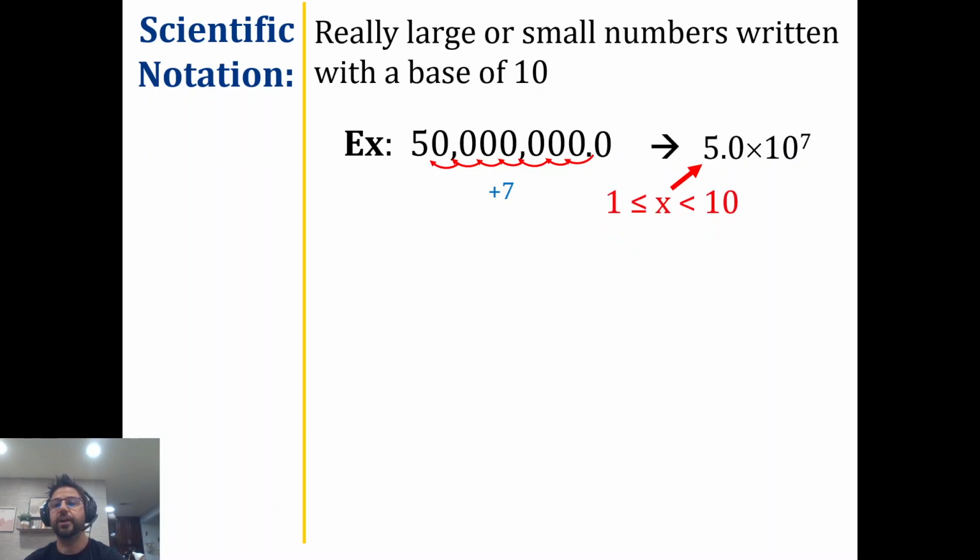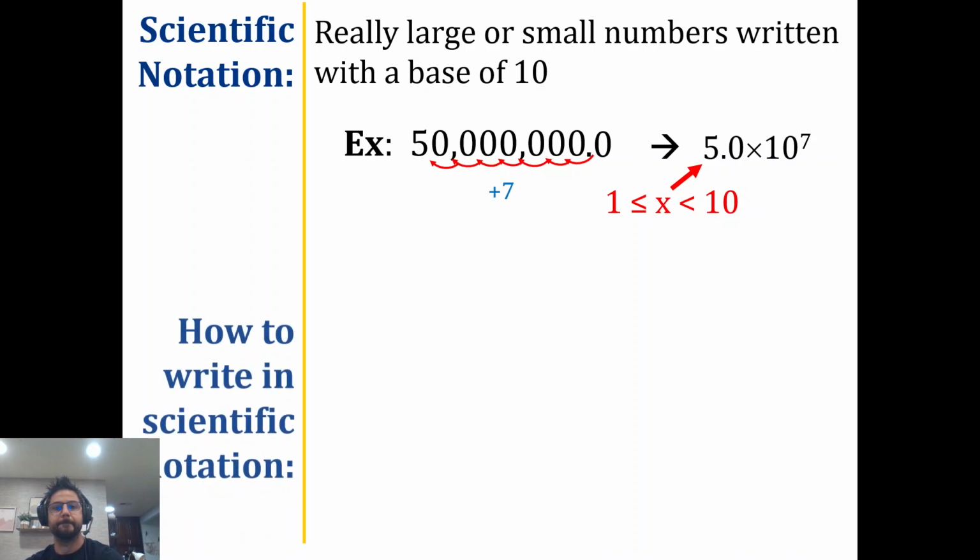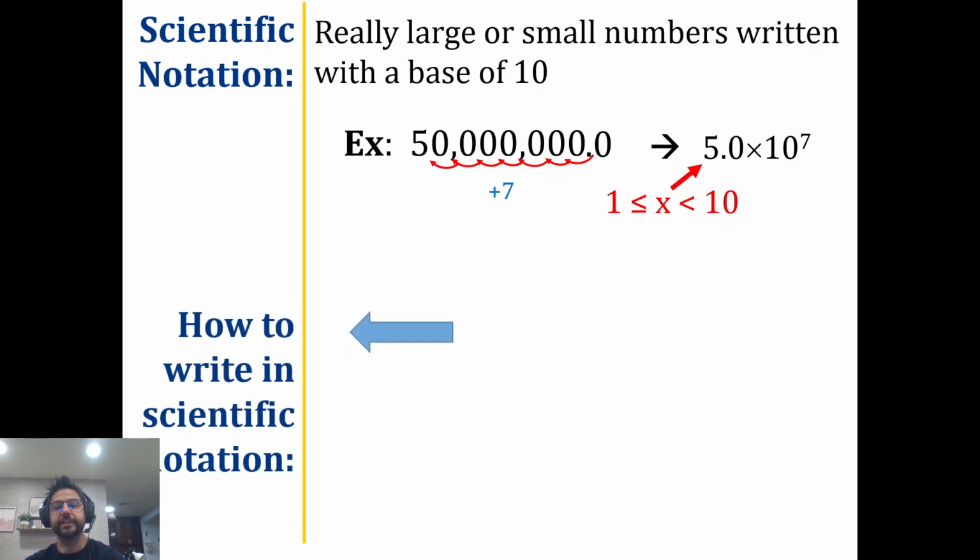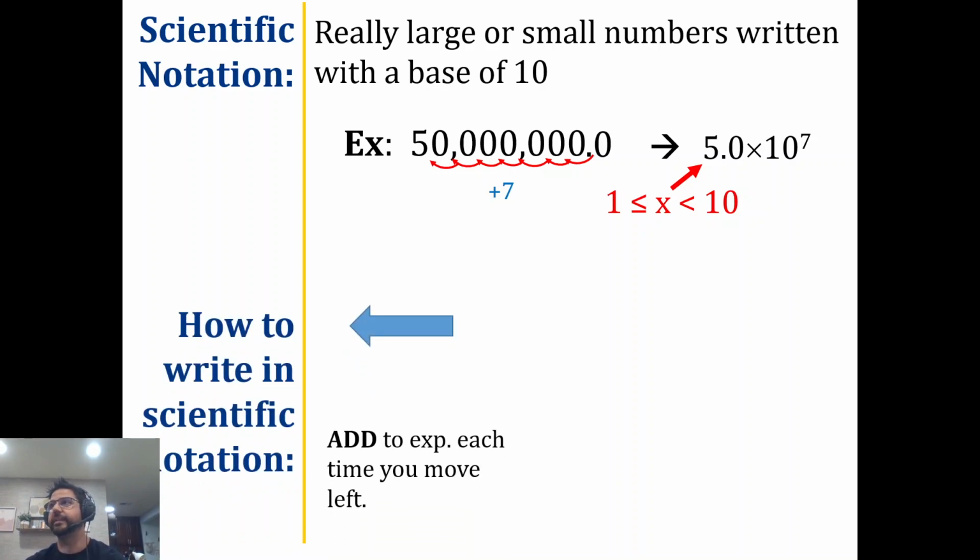It has to be greater than 1, could be equal to it, but it's got to be less than 10. So I always like telling my students it's somewhere between 1 and 9.99999 and so on. Often that is called the coefficient, using a C. So that location, C, if you want to call it that, has to be between 1 and a little bit less than 10. So to write your scientific notation, if you are moving to the left, which means you have a really big number, that's when you're adding your exponents.